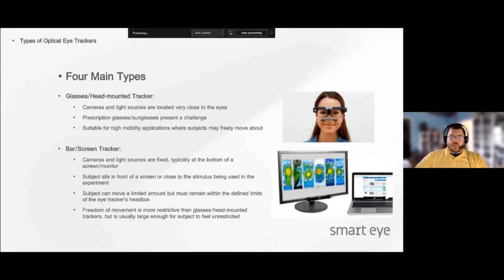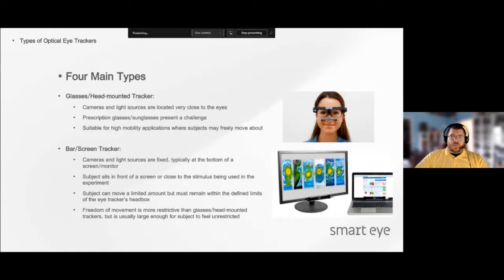First, we have glasses and head-mounted trackers. These are useful in many environments, but shine when mobility is a desired feature. They do present challenges for anyone who requires glasses to see or who have issues wearing anything on or around their head. An example of this technology use would be a supermarket shelving study for marketing research.